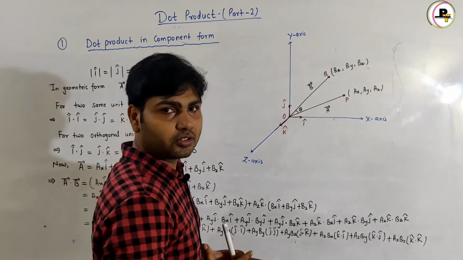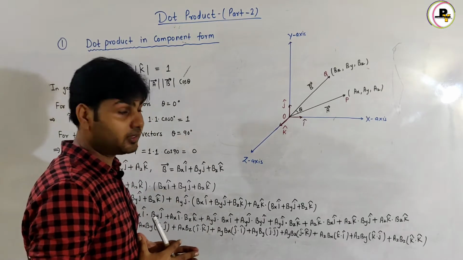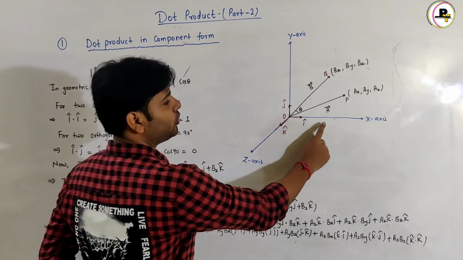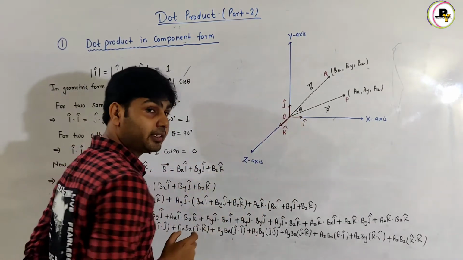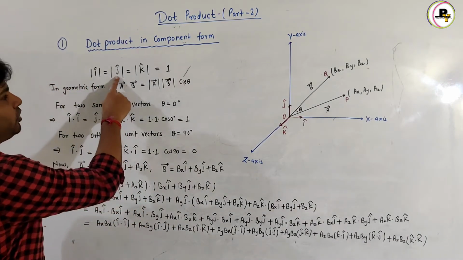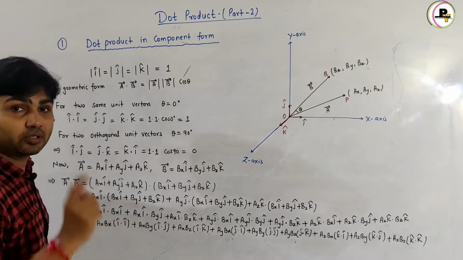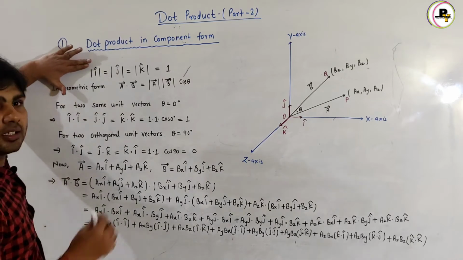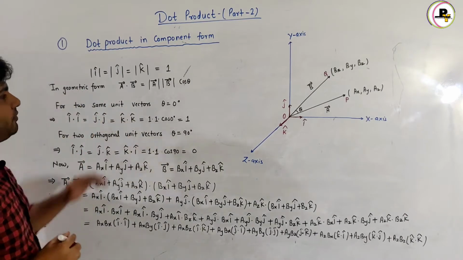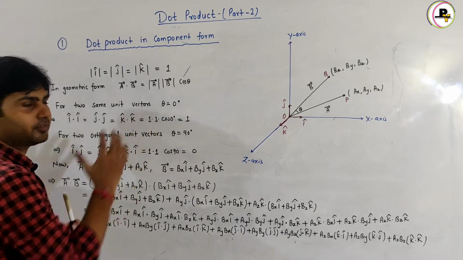Before finding the dot product of vector A and vector B, we need to find the dot product of orthogonal unit vectors. Suppose i cap, j cap and k cap are the unit vectors along the X axis, Y axis and Z axis respectively. Therefore, the mod of i cap, mod of j cap and mod of k cap will be equal to 1. That is, the modulus of all the unit vectors is equal to 1. In geometric form, we know that A vector dot B vector equals mod of A into mod of B cos theta.